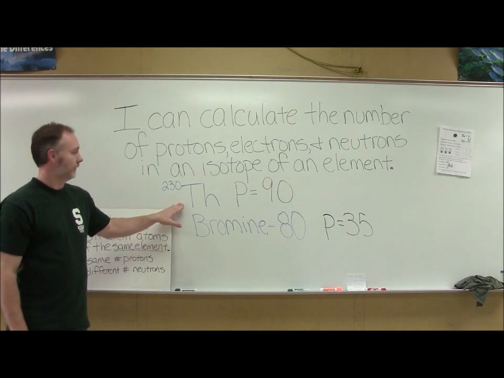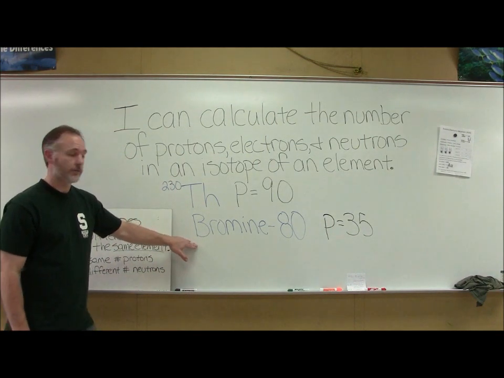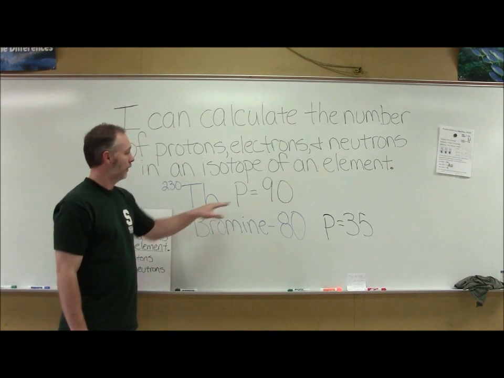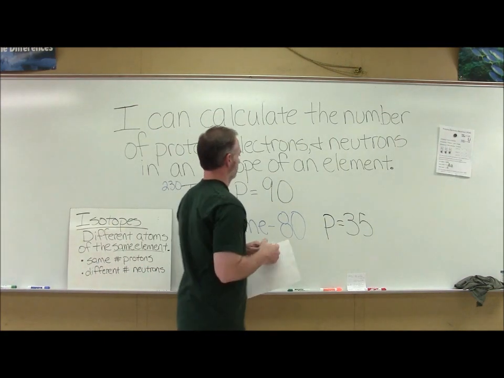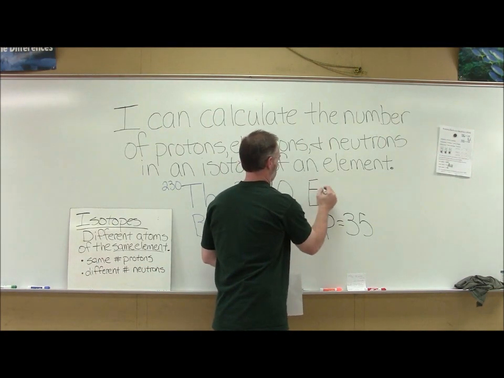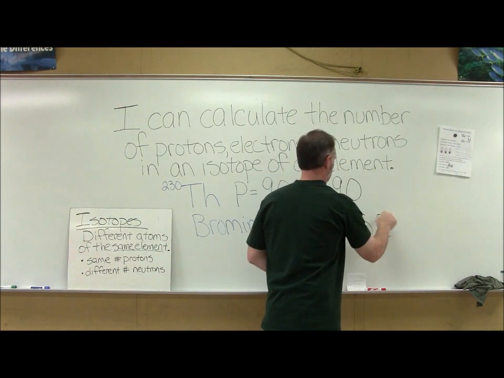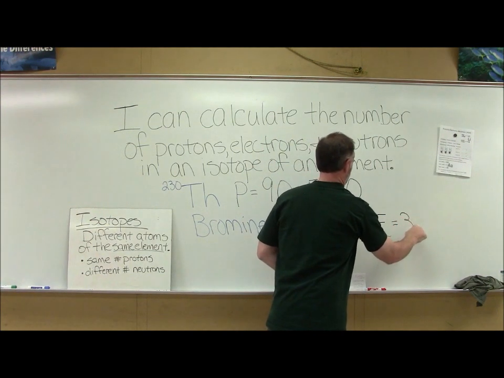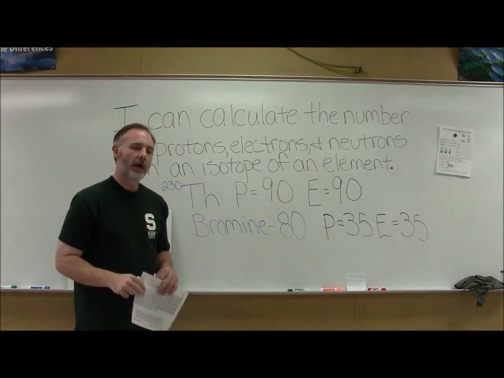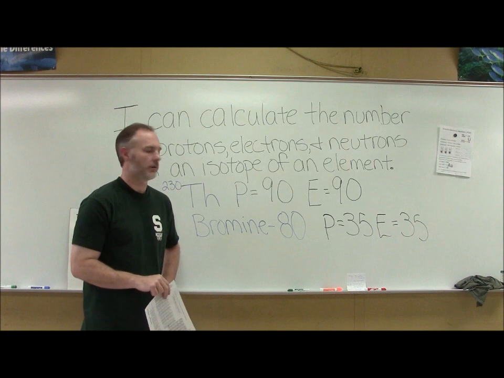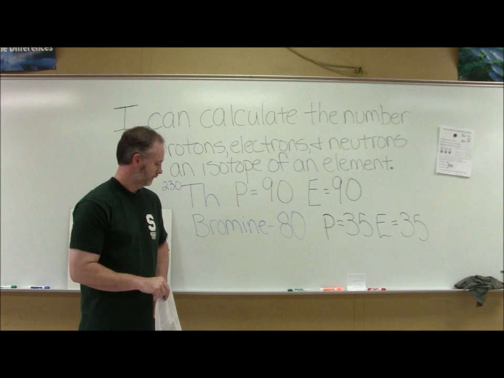So for our thorium isotope here, there is not an ionic charge, and there's not an ionic charge for our bromine isotope either. So in both cases, the electrons are going to be the same number as the protons. We'll practice one in a little bit where there's an ionic charge, so we can get practice calculating the electrons.